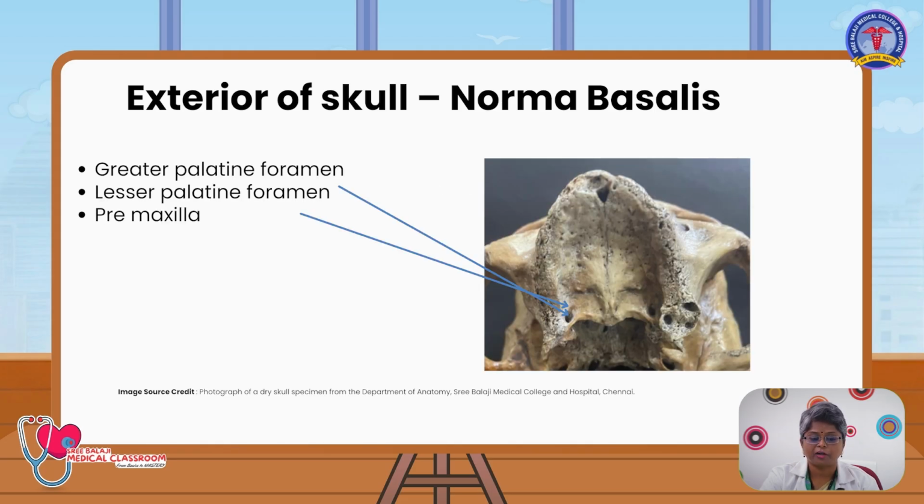The next important foramen is the greater palatine foramen. The greater palatine nerves and vessels pass through it. Next is the lesser palatine foramen. The lesser palatine nerves and vessels pass through this foramen.